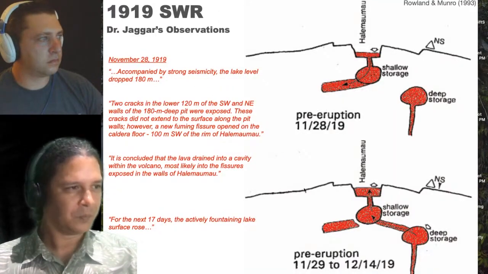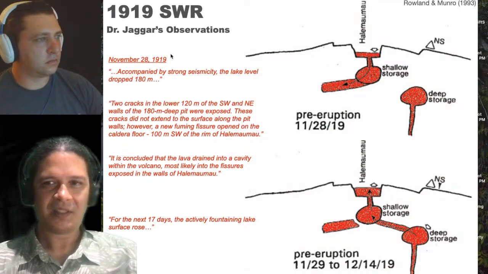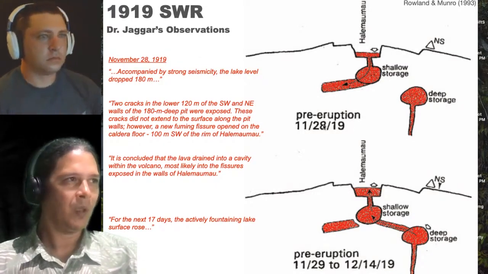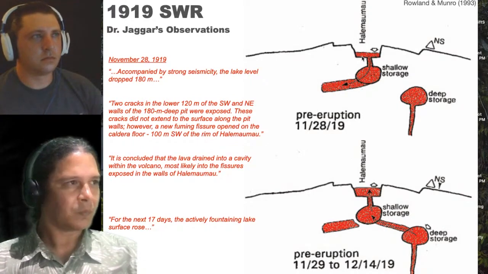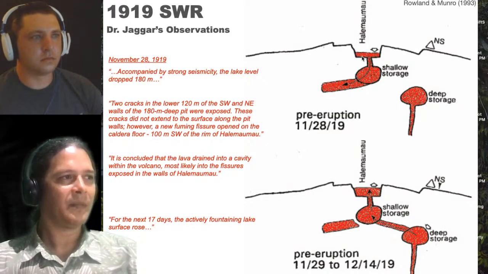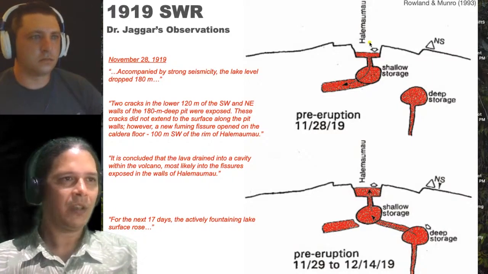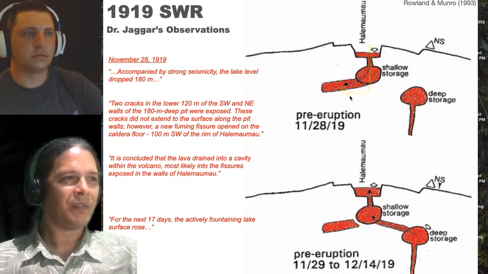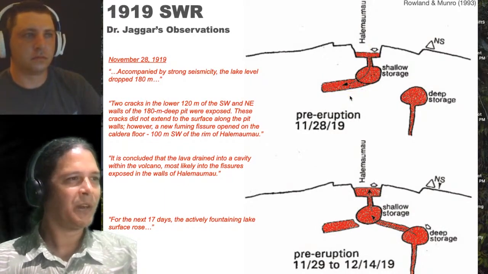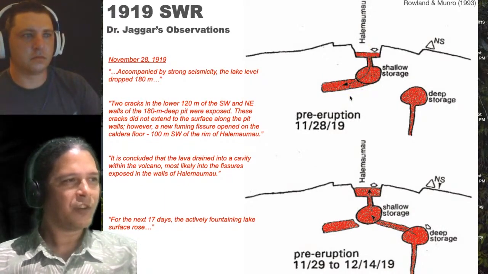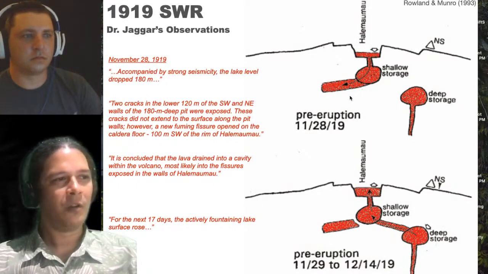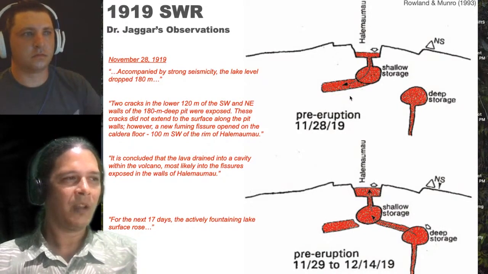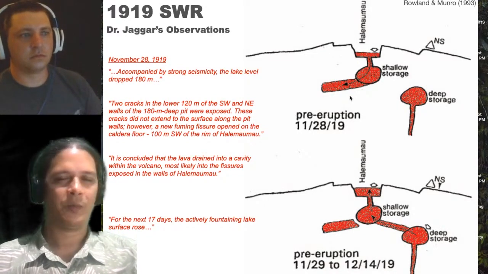So that was coming up here, but let me read you guys this series of patterns here, the first two phases of pre-eruption. November 28th, accompanied by strong seismicity, the lava lake dropped 180 meters. That's what you're seeing right through here. Two cracks in the lower 120 meters of the southwest and northeast walls of the 180-meter deep pit were exposed. These cracks did not extend to the surface along the pit walls. However, a new fuming fissure opened on the caldera floor 100 meters southwest of the rim of Hawaii. That's the one that they're just describing there.